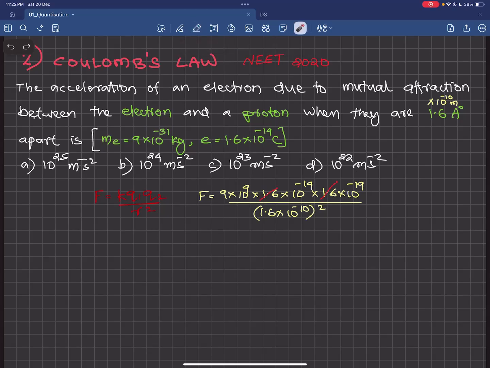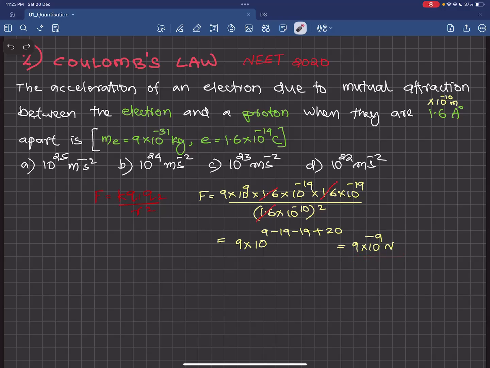1.6 on numerator cancels with the 1.6 square on the denominator, and the remaining thing is 9 times 10 to the power of 9, then minus 19, another minus 19, divided by minus 10 the whole square becomes minus 20. When it goes to the top, it becomes plus 20. All cancel. Final answer becomes 9 times 10 to the power of 9.